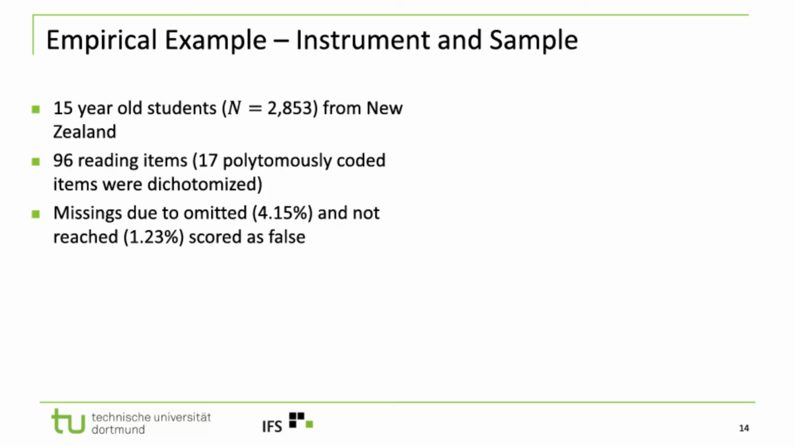For the empirical example, we looked at data from the PISA 2000 wave, specifically from the reading domain. We picked a country at random, in this case New Zealand. So we look at data from a total of 2,853 15-year-old students from New Zealand. For these students, we have data on 96 reading items, where we have dichotomously coded all items. We scored missing values due to both omitted and not reached as false responses.